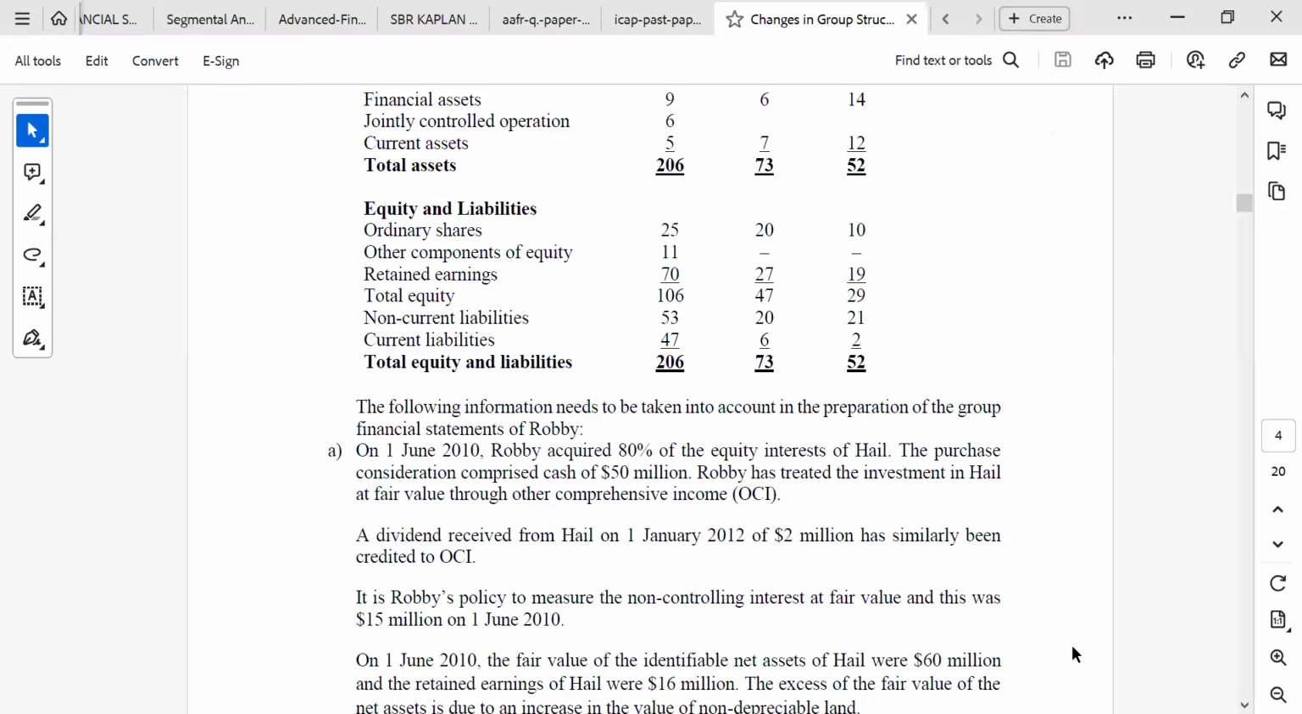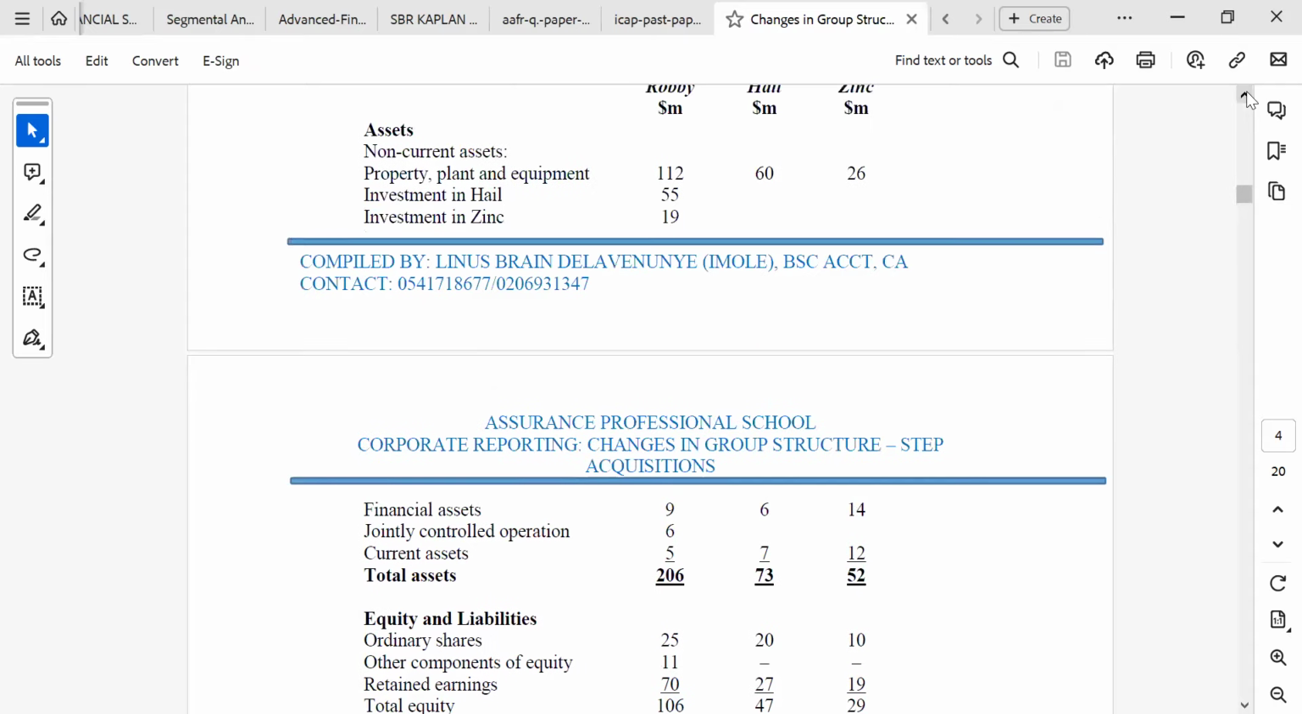So the purchase consideration at the date should have been what? The investment should have been 50 million. But now they are saying that it is 55 million. So where is the 5 million? Where can we find the 5 million in the parent books? Should there be any gain on the investment in the first place?